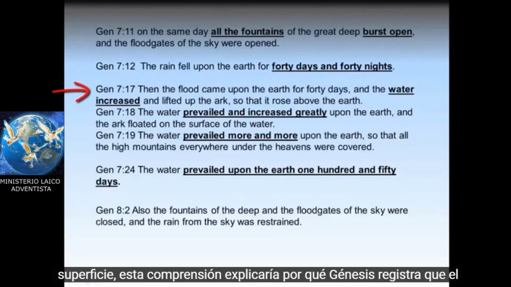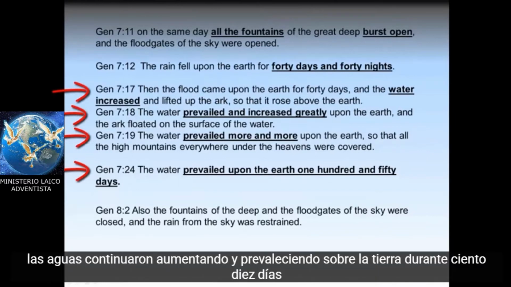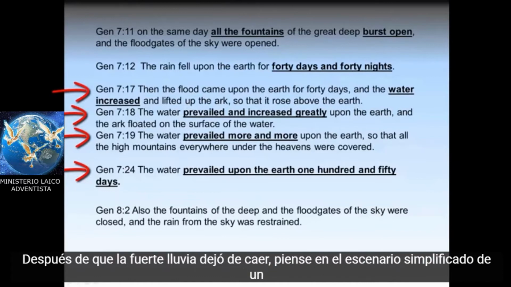This understanding would explain why Genesis records that the waters continued to increase and prevail on the earth for 110 days after the heavy rain had stopped falling.